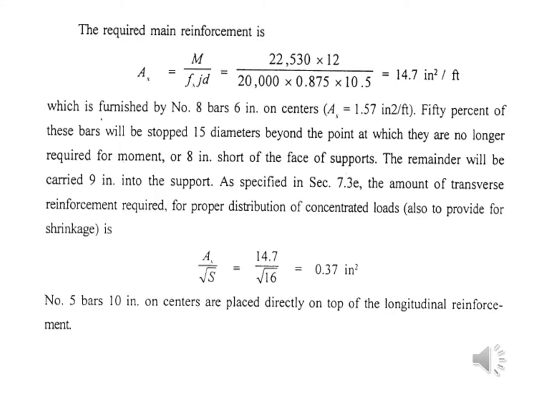A/S = 40/7/16. So we got 0.375 squared. So the number 5 bars are at 10 inches on the center and are placed directly on top of the longitudinal reinforcement. Now look at that.